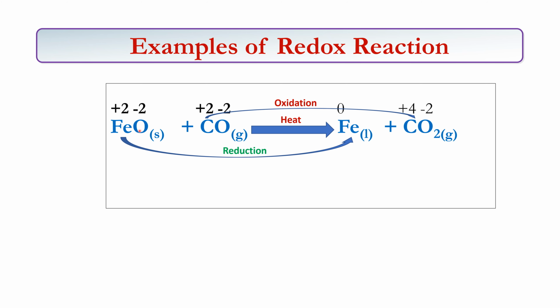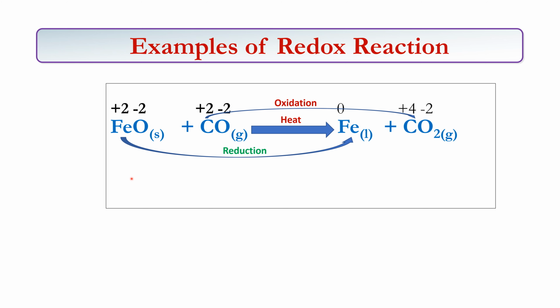Iron 2 oxide plus carbon monoxide. The oxidation number for iron here is +2. That of oxygen is -2. The oxidation number for carbon here is +2. That of oxygen is -2. Iron has oxidation number of 0 here, carbon +4 and oxygen -2.